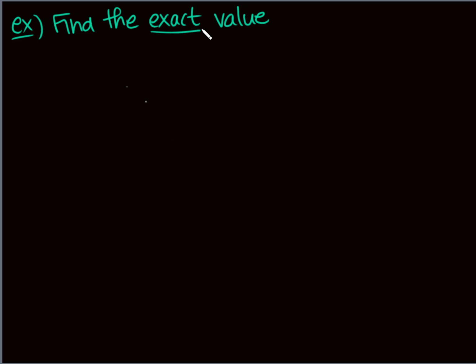So let's find some function values right here, and then we'll call this good. First one, let's find the cosine of 3 pi over 4. Okay, so I'm not going to lie to you. I don't use the unit circle when I do these.